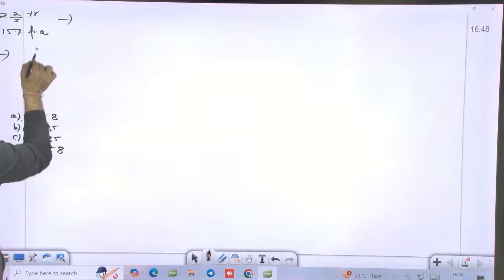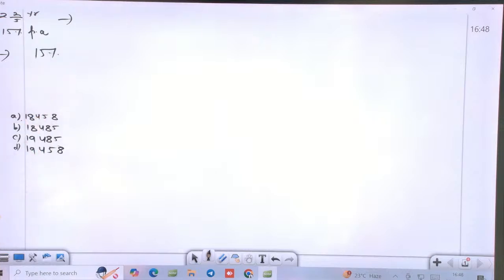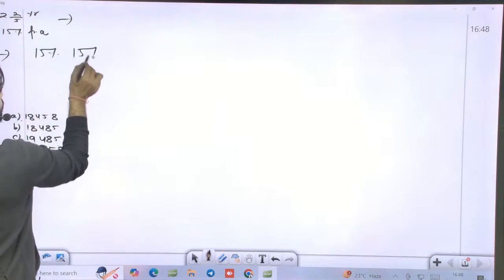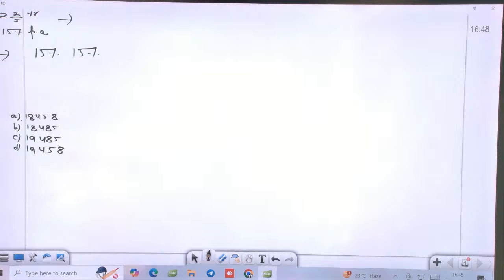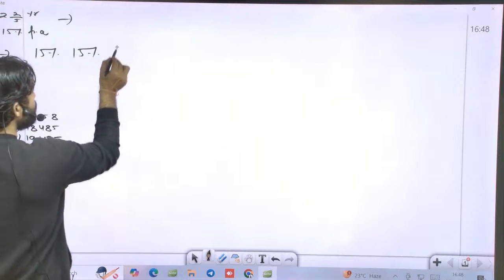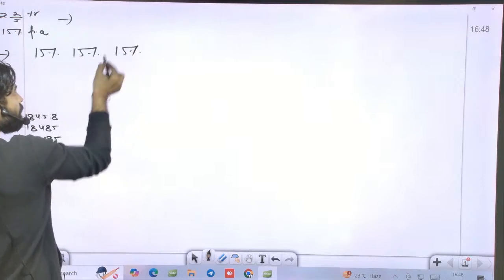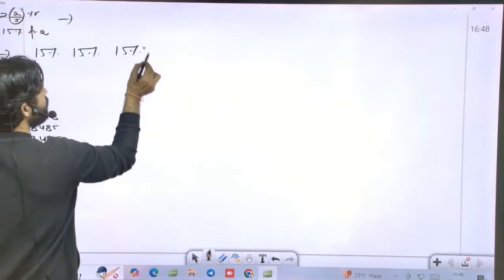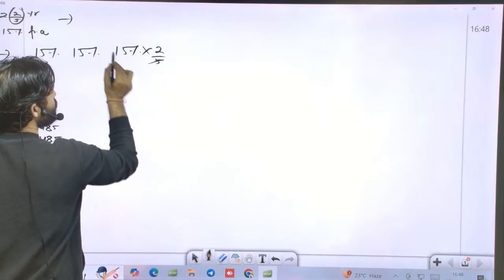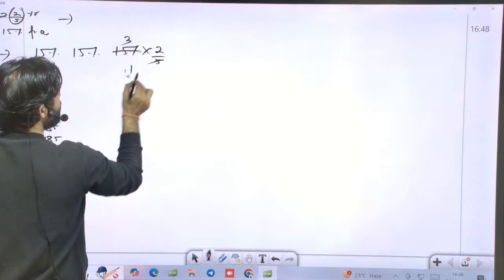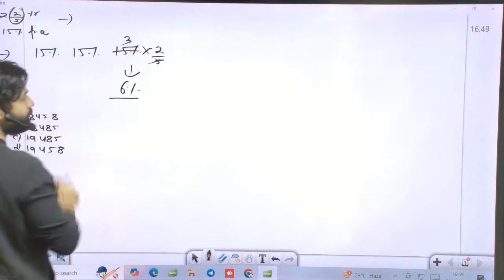So what will be the rate? If I write, it will be 15% for the first one. Same 15% for the second one. But in the third year, what will we do? We will take a fraction of this 15%. What fraction? 2 by 5. So it is 6% for the third year.